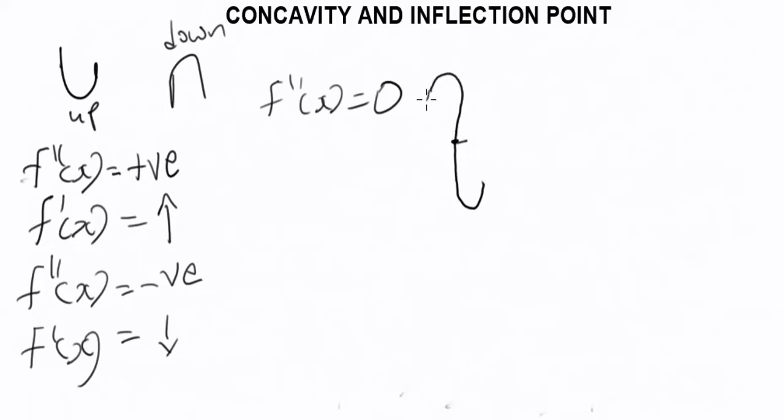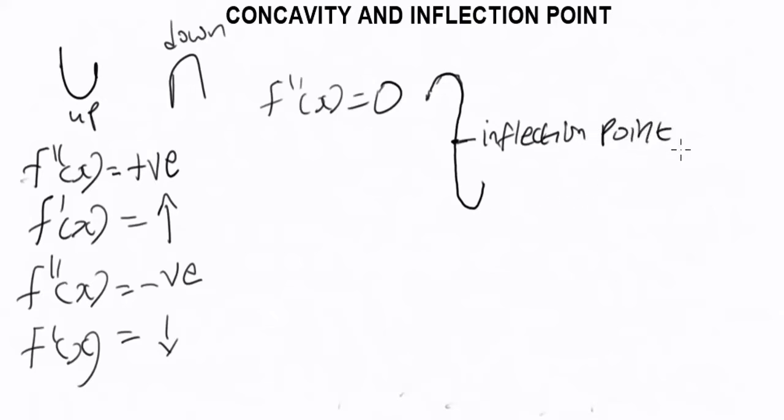As you can see here, the graph was concave down. All of a sudden, at this point, the concavity changed and it started to go upwards. So at this point, where concavity changed, we have the inflection point.